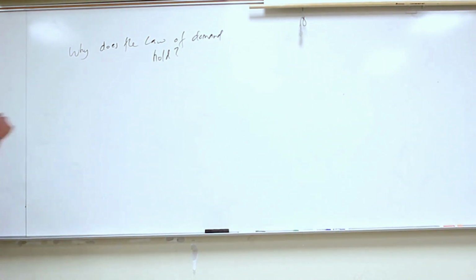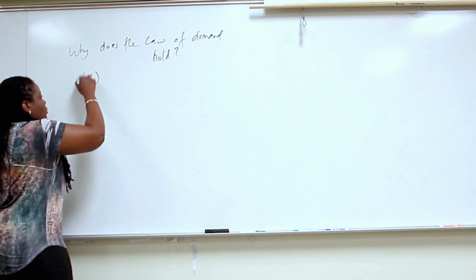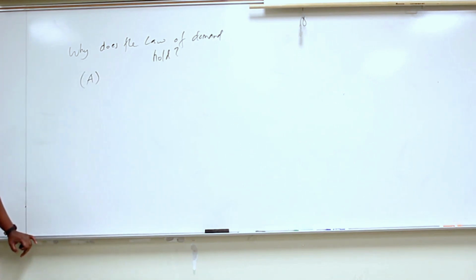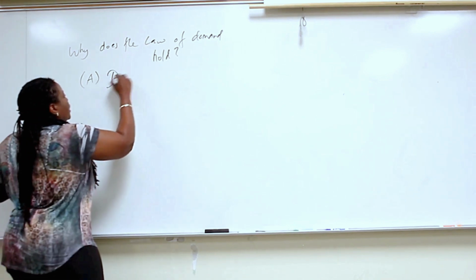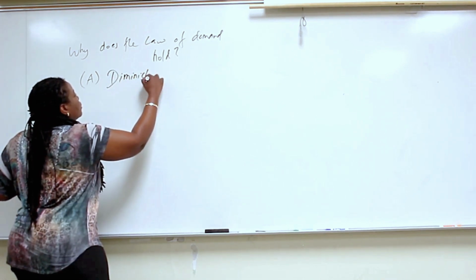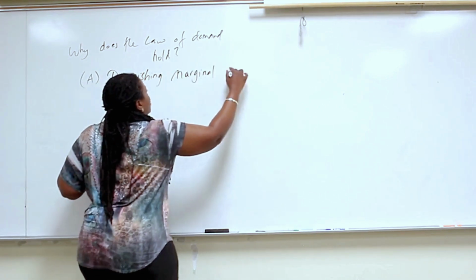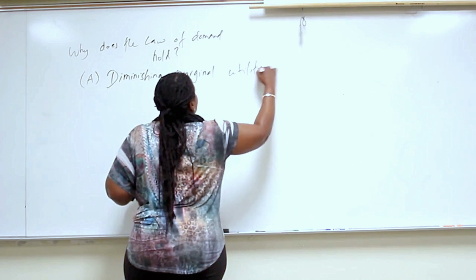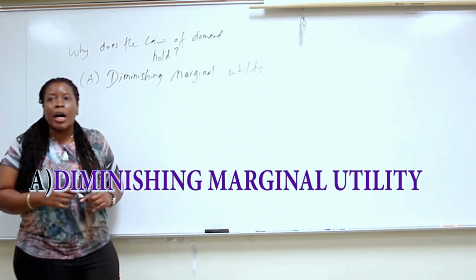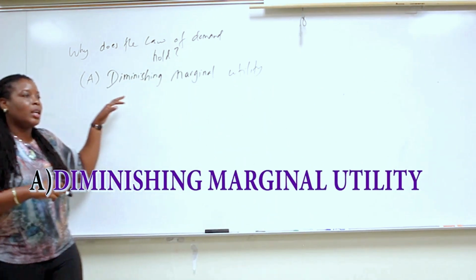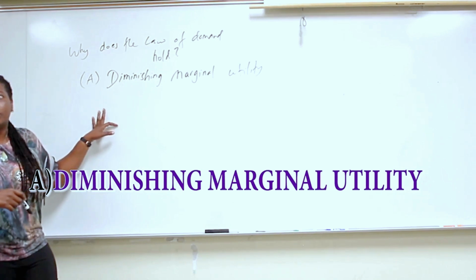There are three reasons why the law of demand holds. The first one is this. If you want to explain the downward sloping demand curve, the first reason is something called diminishing marginal utility.